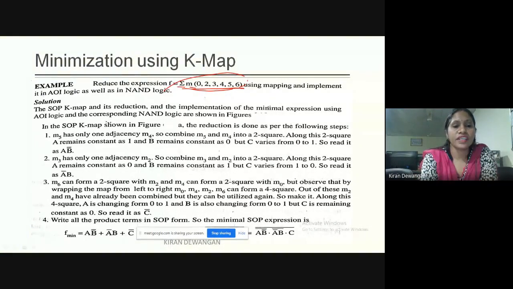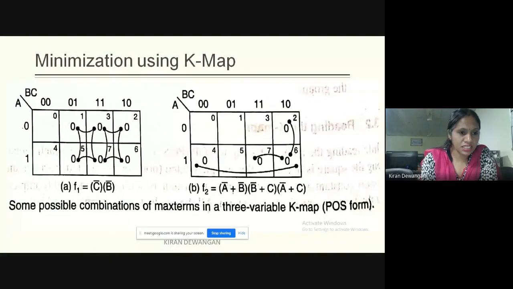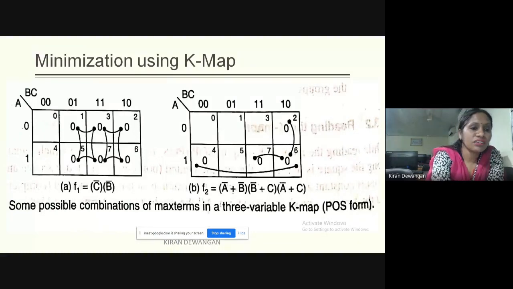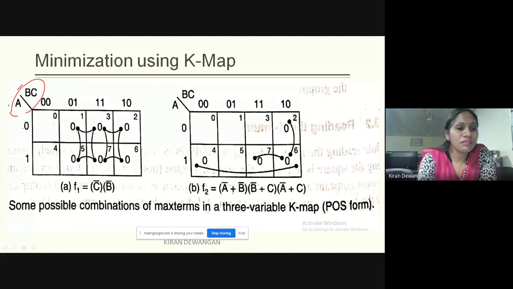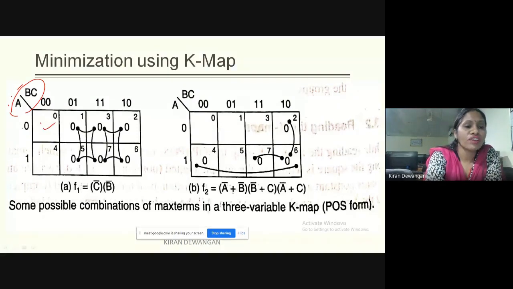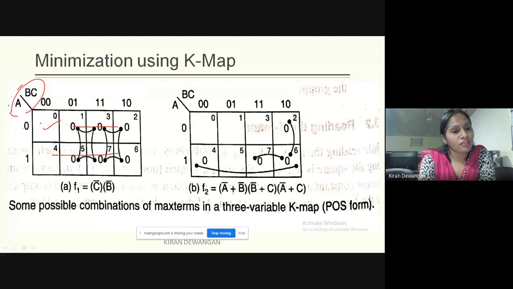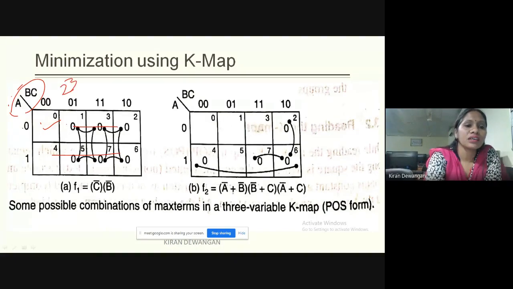Now, if it is a 3-variable function, as we have seen in this case, here it is a 3-variable function. With 3 variables, we can have a maximum of 8 combinations, and with these 8 combinations we can have 8 cells. How do we find that? It is 2 to the power 3. By 2 to the power 3, we can have 8 cells. So only 8 min terms are possible.